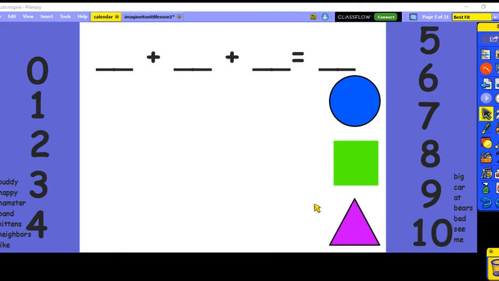Okay, now you can see my screen. I can get rid of my words so you don't have to look at those. I've got a little problem for us to do. Now you see that this problem is going to have 3 add-ins, and then we're going to find the total. And this is a problem kind of like what we had in our story, Everybody Counts.